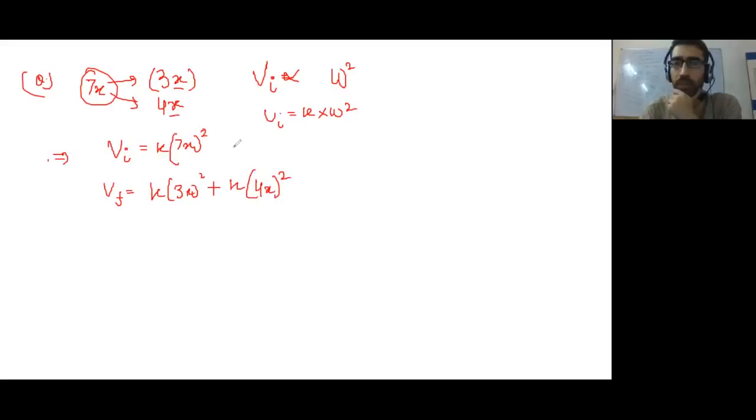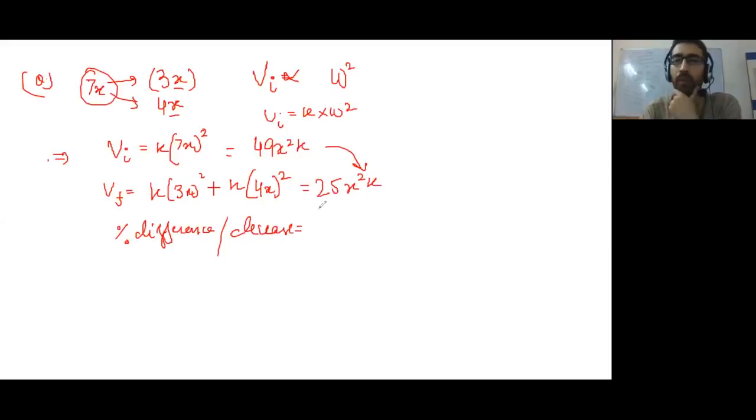Yeah. So the initial value must have been 49 x square k. The final value must have been 9 plus 16, 25 x square k. Can you not calculate the decrease in value from 49 to 25? Percentage difference, or for that matter, percentage decrease, is equal to the actual value of decrease from 49 to 25.